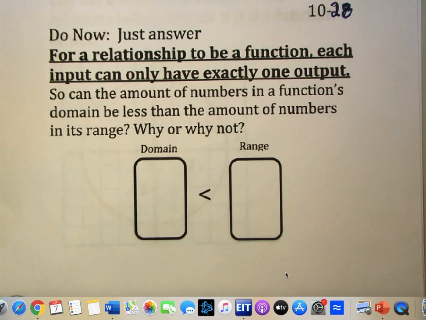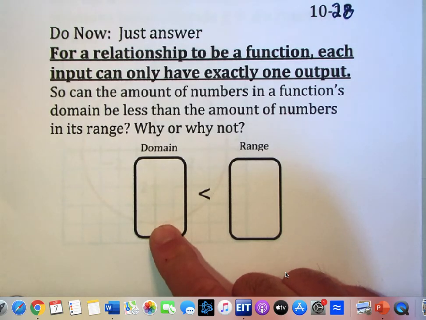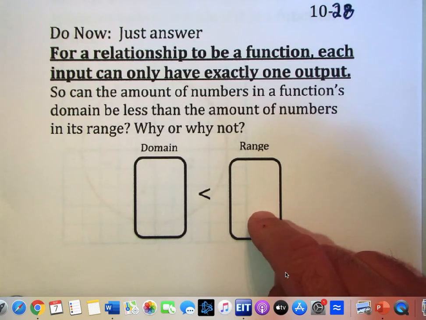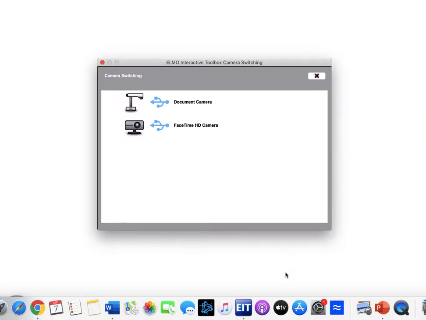All right. For a relationship to be a function, each input can only have exactly one output. So I have a question. Can the amount of numbers in a function's domain be less than the amount of numbers in its range? Why or why not?